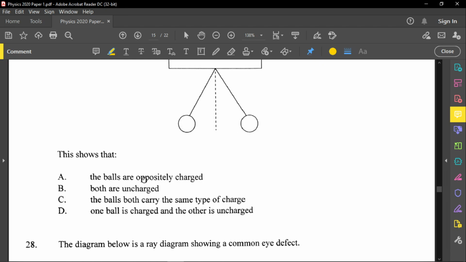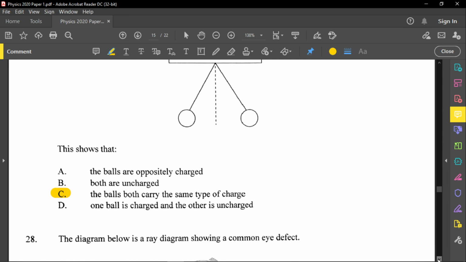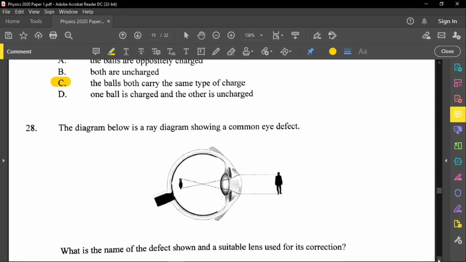Okay, so the balls are oppositely charged? If they're oppositely charged, they will attract. So they are both uncharged? No, they would stay in the middle if they were placed in the middle. And C, so the balls both carry the same charge, which is good. Same charges will repel, unlike charges will attract. Okay. Now question number 28.